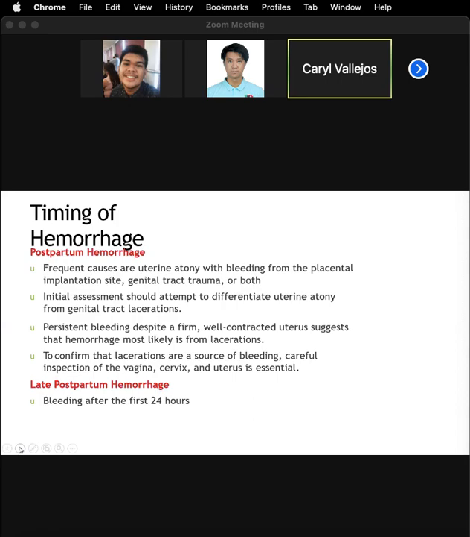So for postpartum hemorrhage, frequent causes are uterine atony with bleeding from the placental implantation site, genital tract trauma, or both. Initial assessment should attempt to differentiate uterine atony from genital tract lacerations. Persistent bleeding despite a firm, well-contracted uterus suggests that hemorrhage most likely is from lacerations. To confirm that lacerations are the source of bleeding, careful inspection of the vagina, cervix, and the uterus is essential. Late postpartum hemorrhage is bleeding after the first 24 hours.